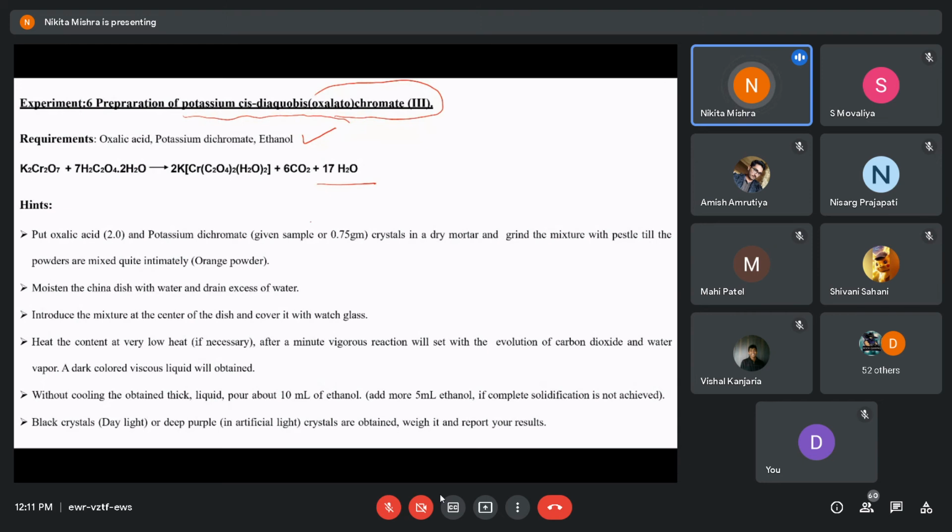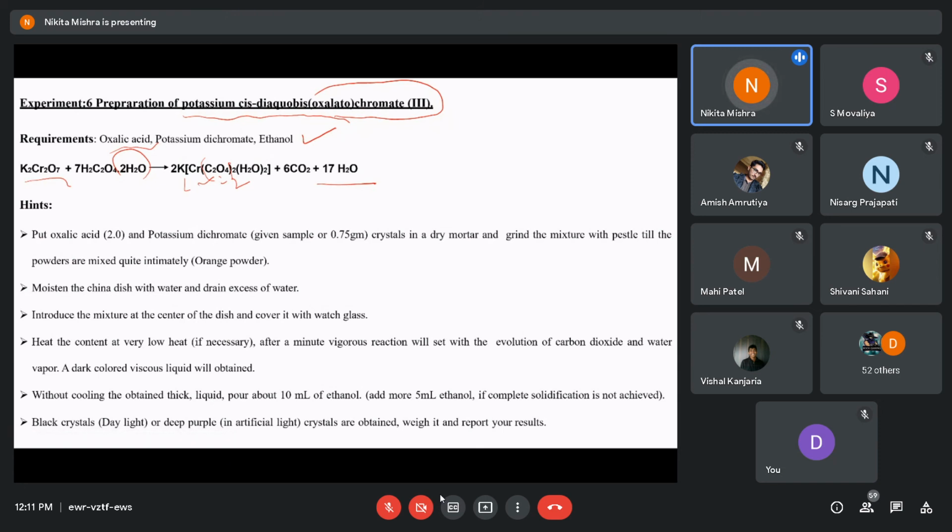So in this preparation, the general reaction is K2Cr2O7, again that is potassium dichromate, then hydrated oxalic acid, that is H2C2O4·2H2O. So what is obtained is K[Cr(C2O4)2(H2O)2]. The byproducts obtained are CO2 and the excess of water molecules. Then again we need to balance the reaction.